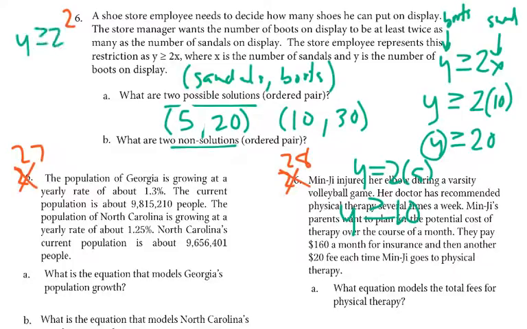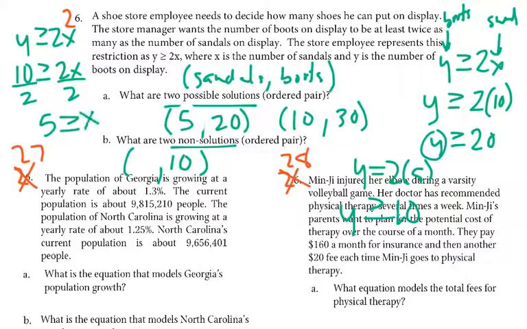Okay, what about 2 non-solutions? Well, let's say I wanted to figure out how many sandals. So let's say I wanted 10 boots. How many sandals would that be? Well, I'd go 10 is greater than or equal to 2x. Then I'd solve. So 5 is greater than or equal to x. So for sandals, it can be 5, or it'll have to be less. So maybe like 3.